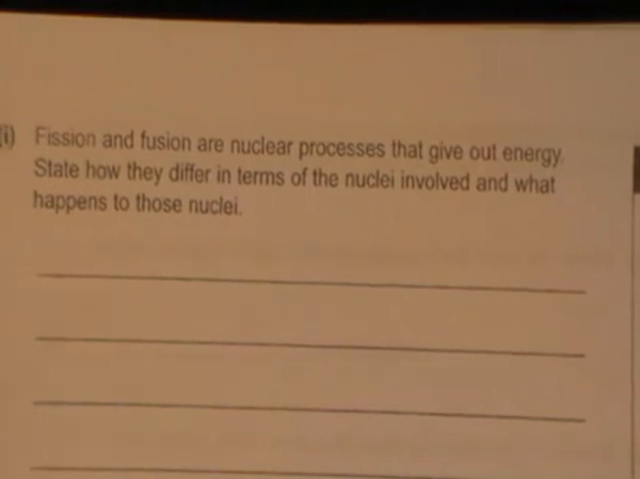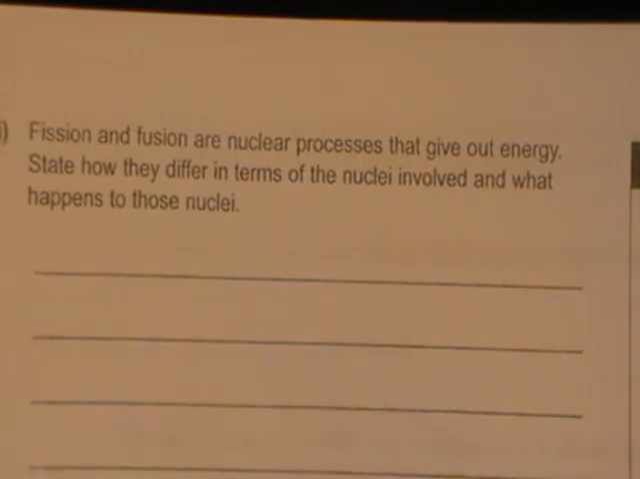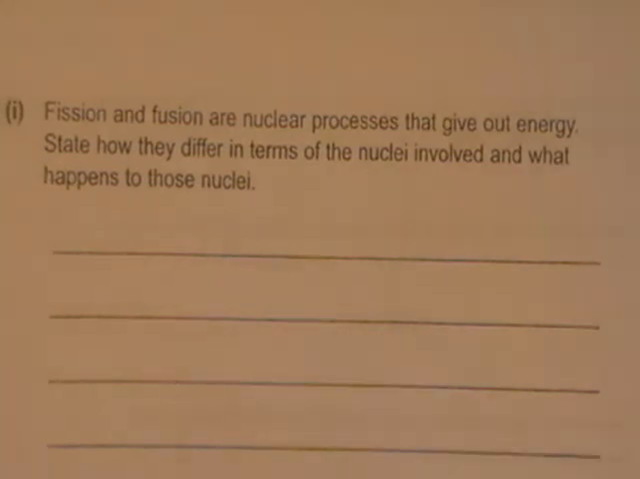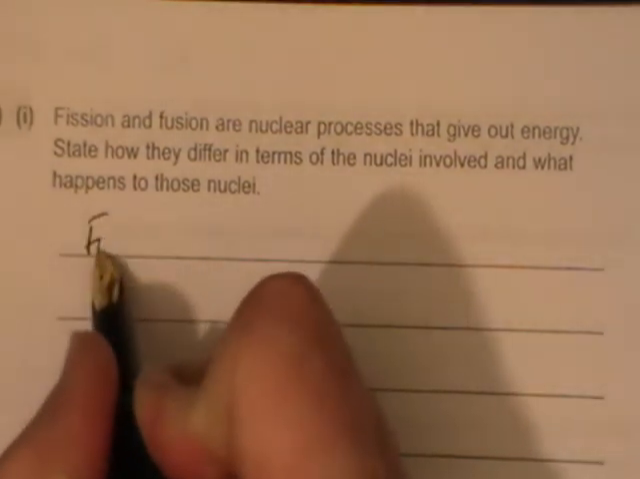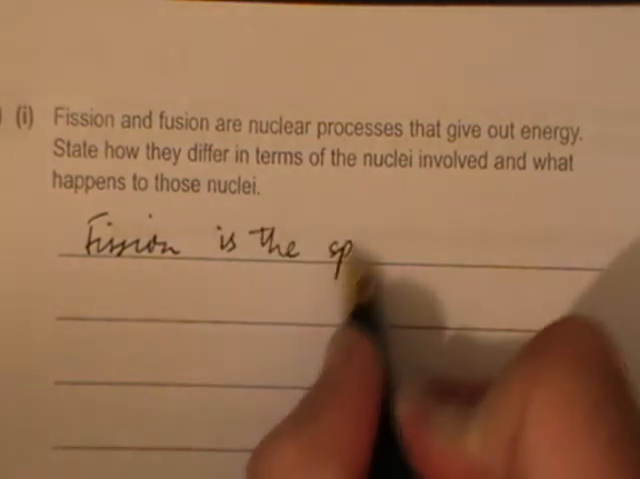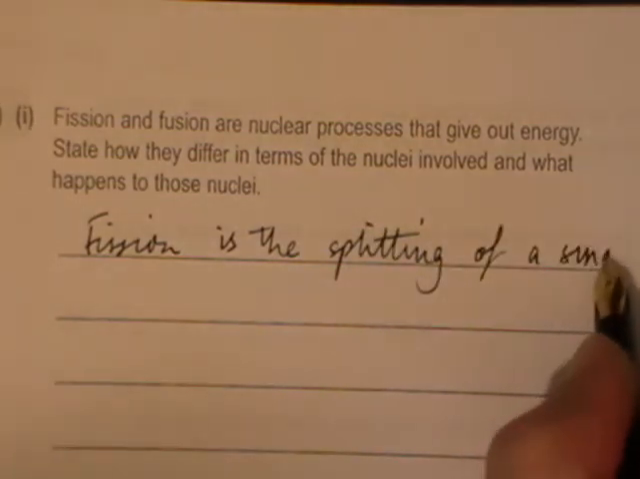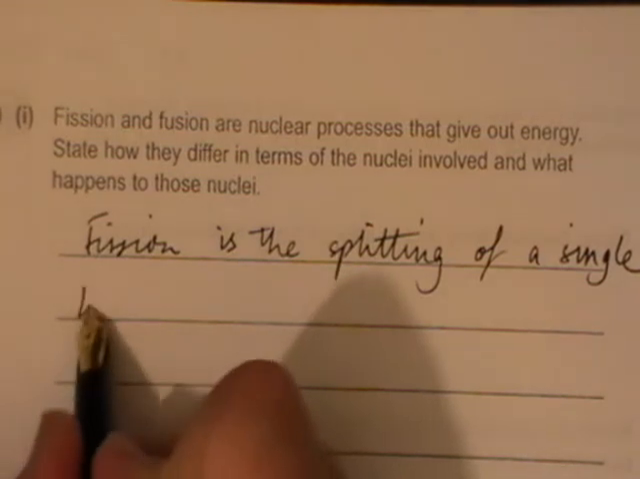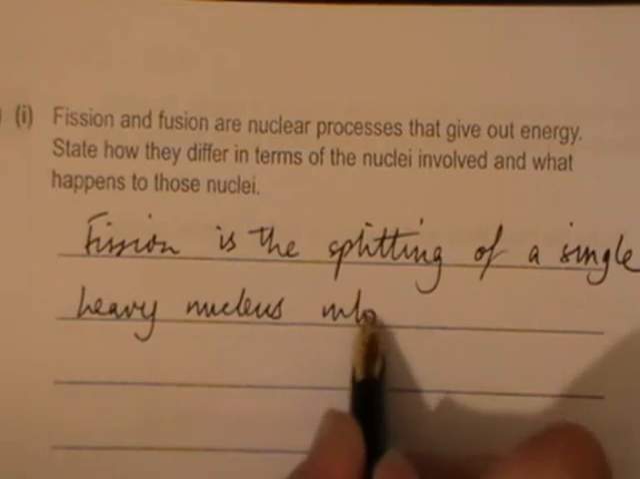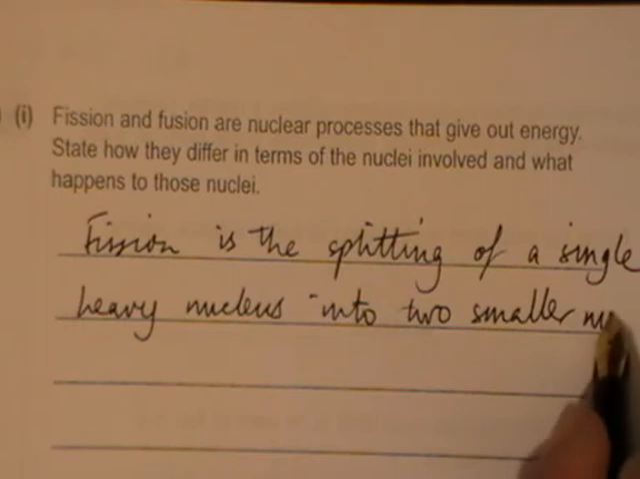Fission and fusion then, our nuclear processes give out energy. State how they differ in terms of the nuclei involved and what happens to those. Well, it's a 2-mark question, so not a great deal of detail is required here, so we have to say what each of them is. So fission is a splitting of a single heavy nucleus into 2 smaller nuclei.